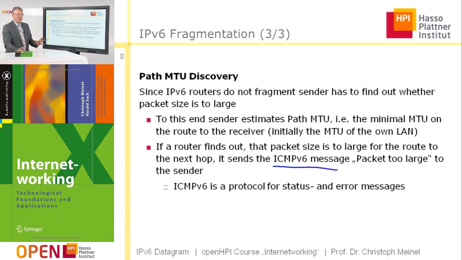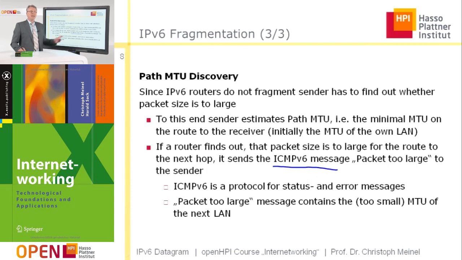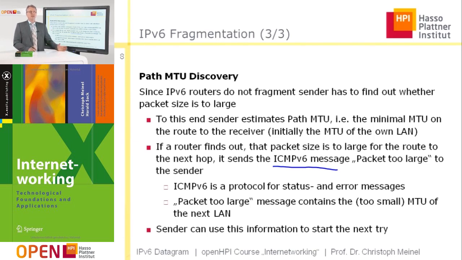ICMP, we know this already from Internet Protocol version 4, and also in case of Internet Protocol version 6, is a protocol for status and error messages connected to the IP protocol. The packet too large message is not only to say no, it's too large, but it contains also the MTU of the next local area network, so that the sender knows, aha, this is the size the packet has to be fragmented to. So the sender can use this information, can perform a fragmentation, and then he can make a next try by sending the data packet.